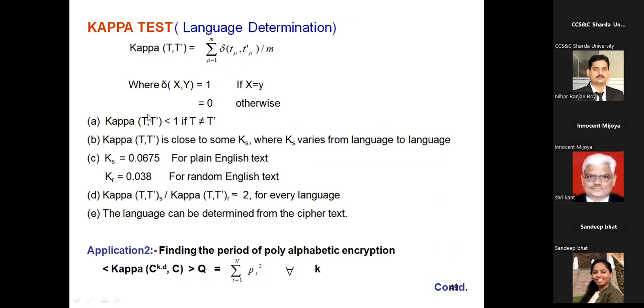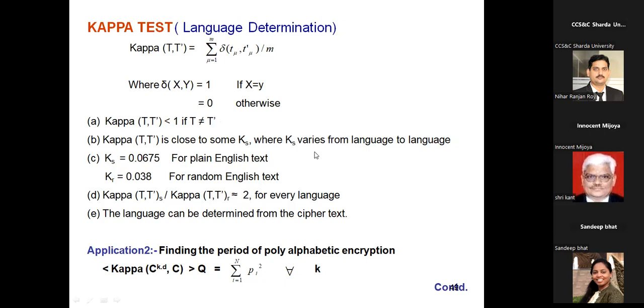And this kappa will tell you, kappa of 2 messages is less than 1 if t and t' are not equal. If they are equal, then it will become 1. You can see from the mathematics above, from this you can understand. If the kappa value is close to some value kappa_s, where kappa_s varies from language to language, this value has been computed, and it is different for different languages.